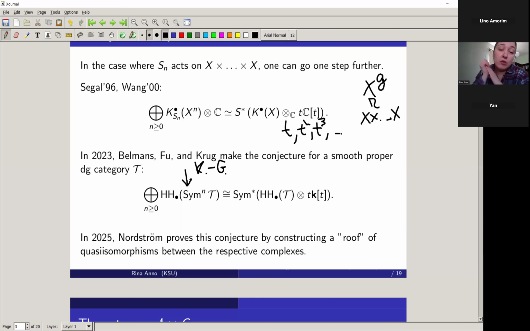So what I'm going to talk about today is that we have proved this conjecture via explicit isomorphisms back and forth, and also our construction works for any DG category T, not only for smooth ones. So we don't require that.